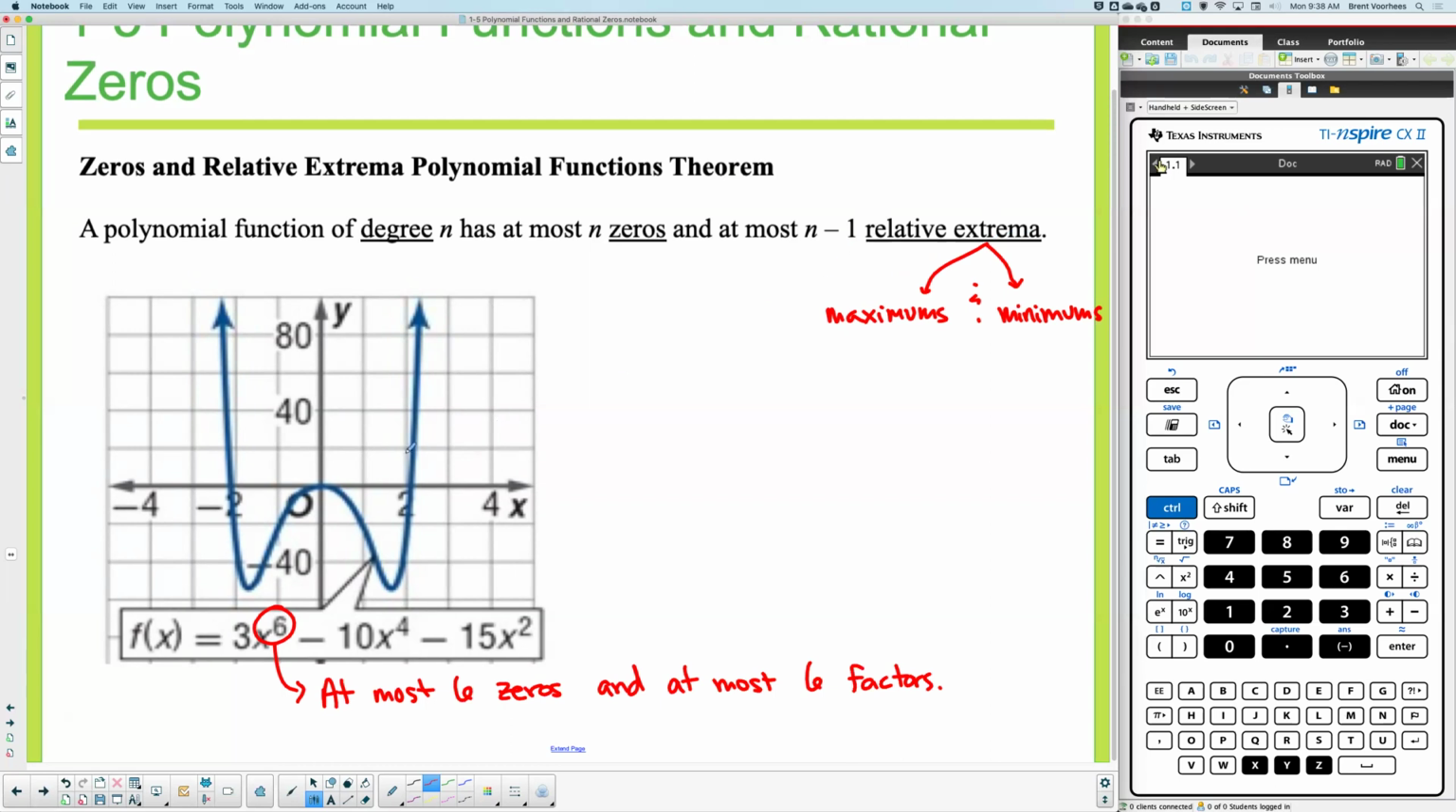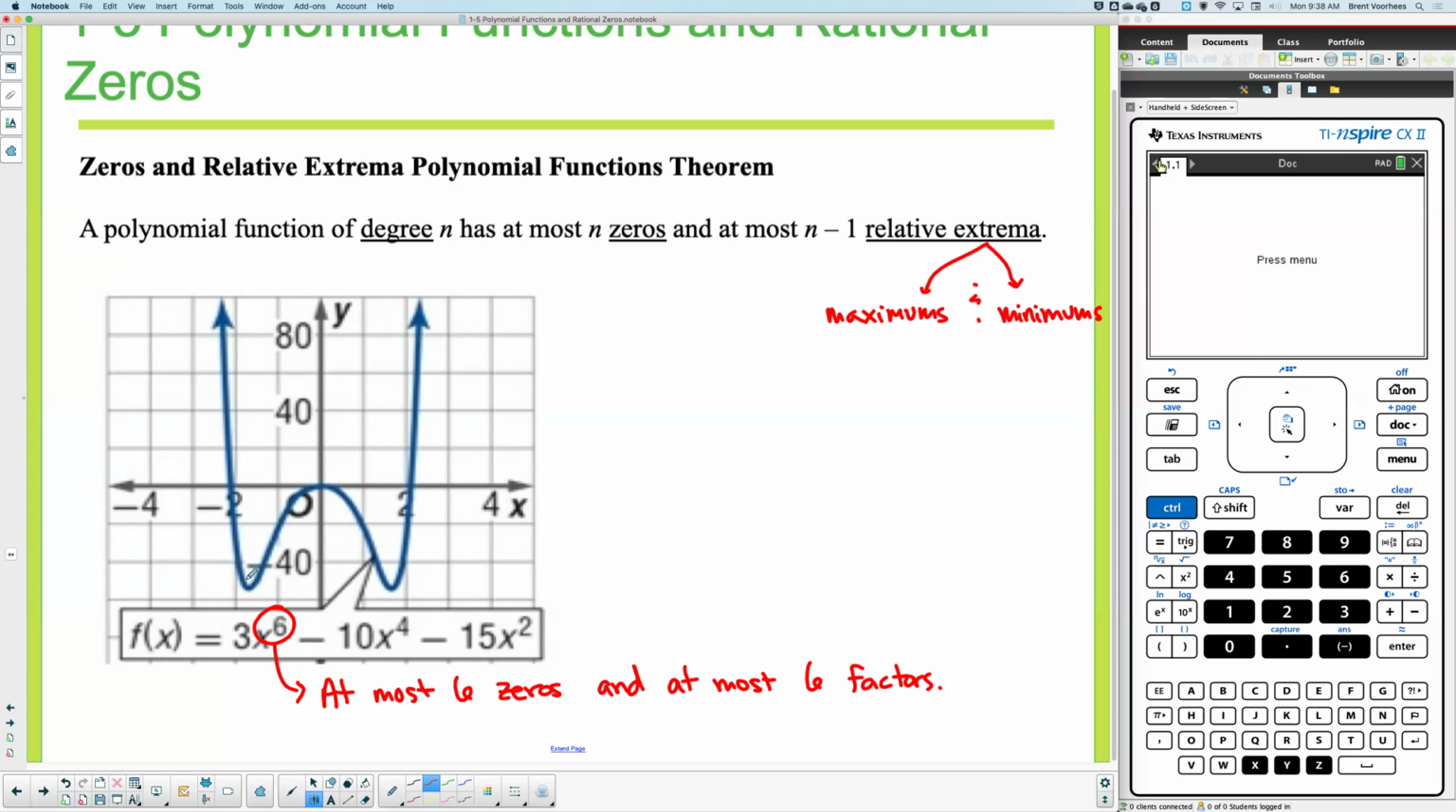So what does n minus 1 mean? If you have at most 6 zeros, you can have at most 5 maximums and minimums. It's always one less. And why is that? To get a second zero, you have to turn. A turn in the graph is what's going to become a maximum or minimum. When a graph turns from decreasing to increasing, you have a minimum. A maximum occurs when you turn from increasing to decreasing. So that's why it's always one less.